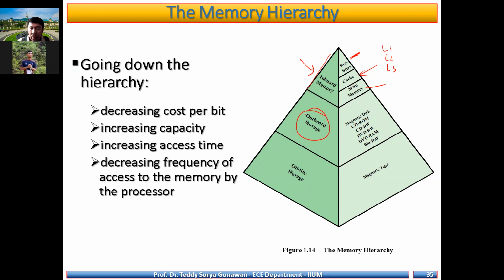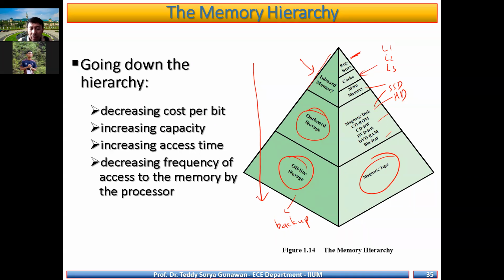And you have outboard storage, including magnetic disk, CD-ROM, and Blu-ray. This is the hard drive, and SSD may be in here now. And offline storage is magnetic tape, which is normally used for backup. Cost per bit decreases as you go down here; it will be cheaper per gigabyte, or even per terabyte.